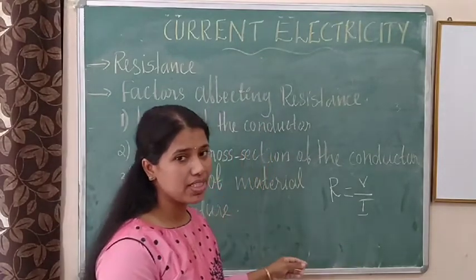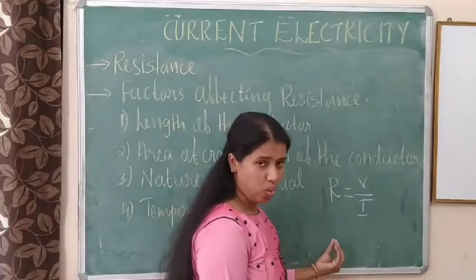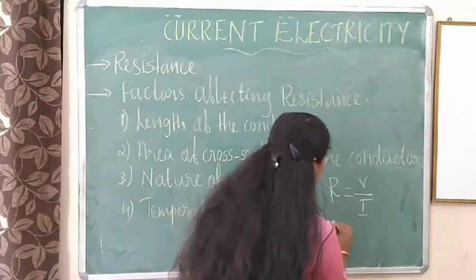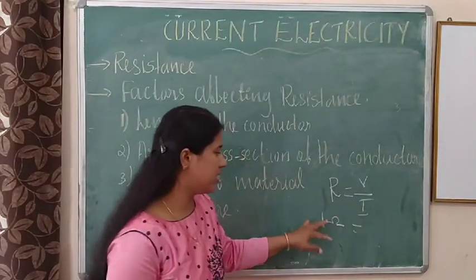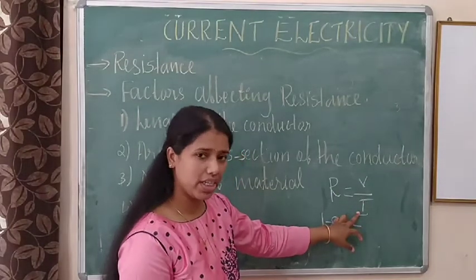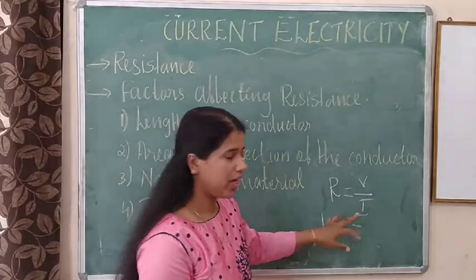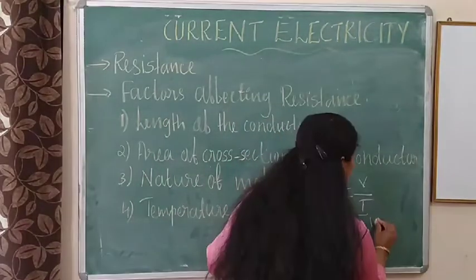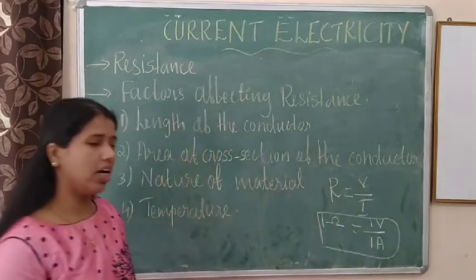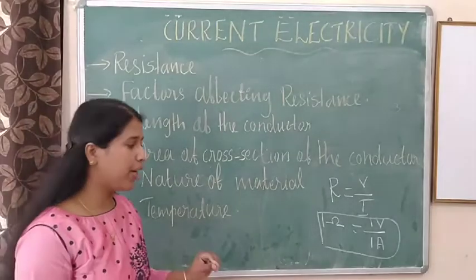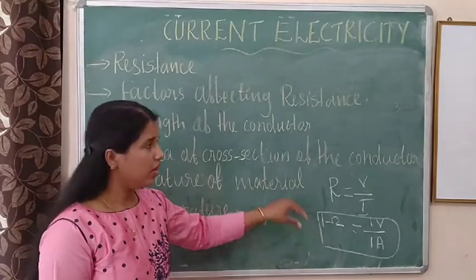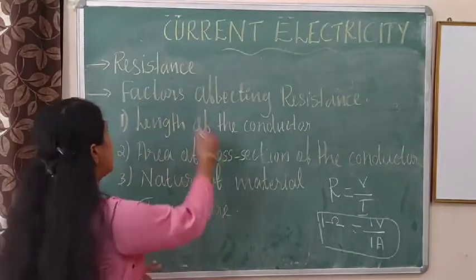What is the SI unit of resistance? We have already studied the ohm. It is the Greek symbol omega. 1 ohm is equal to 1 volt divided by 1 ampere. This is 1 ohm.